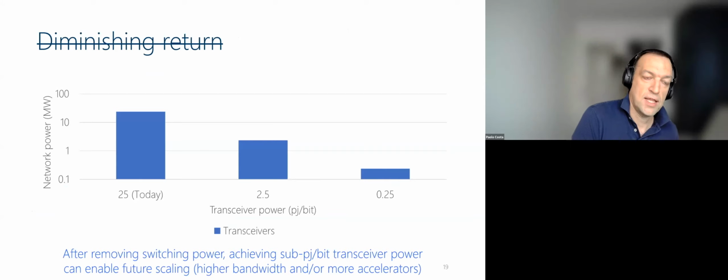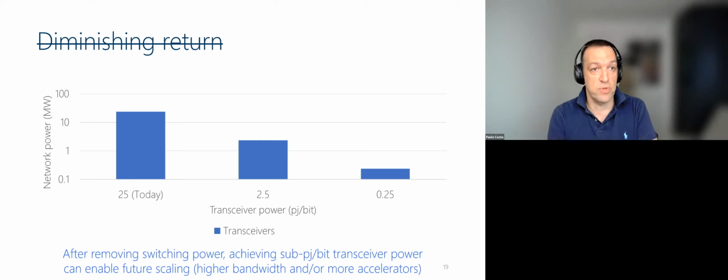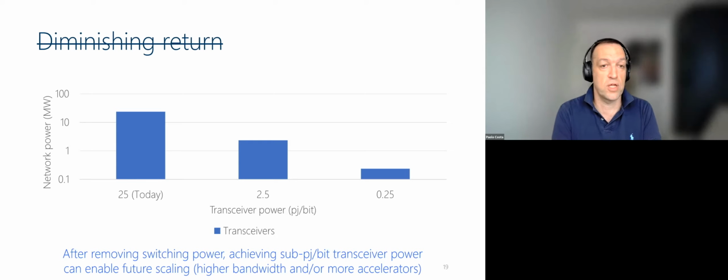So another nice thing about optical switching is, if we go back to the previous graph about transceivers, now it does make sense to go down in transceiver power, because we effectively remove the switch power, and so everything is dominated by the transceivers. If you can actually scale beyond the picojoule barrier, you can potentially enable future scaling, because, for example, you can add even more bandwidth than the previous calculations were assuming, or you can have more accelerators because you have spare power that you can use, or a combination of both.